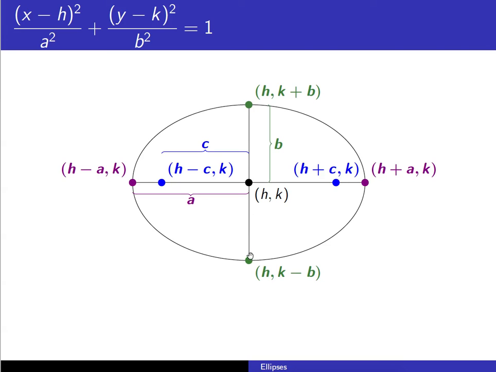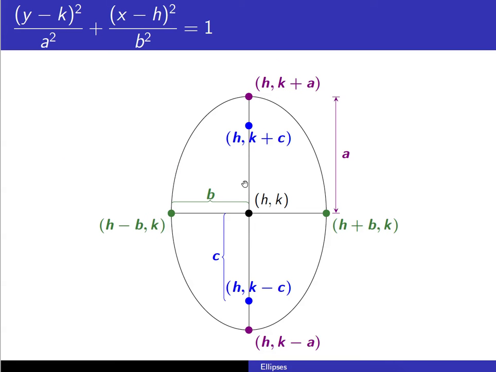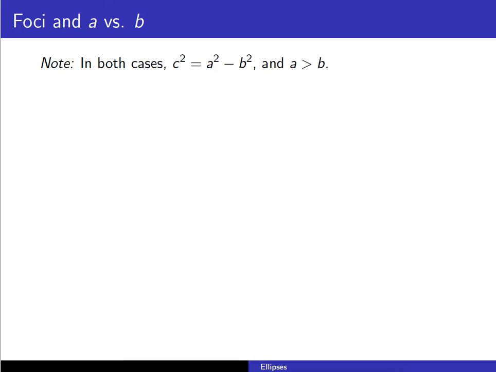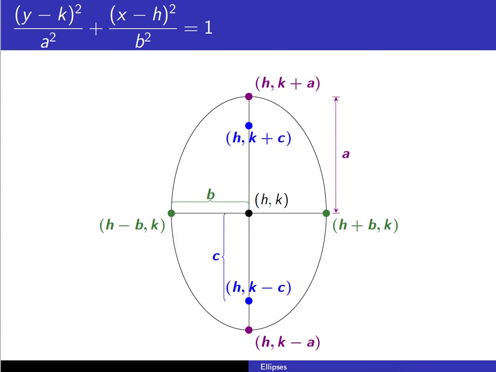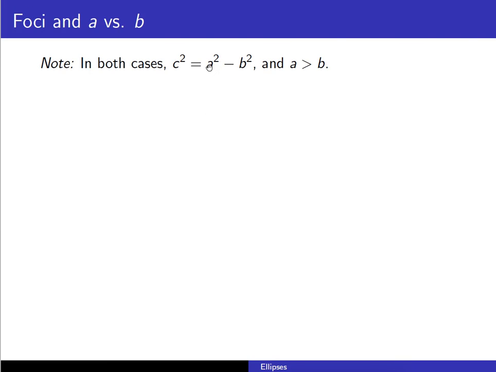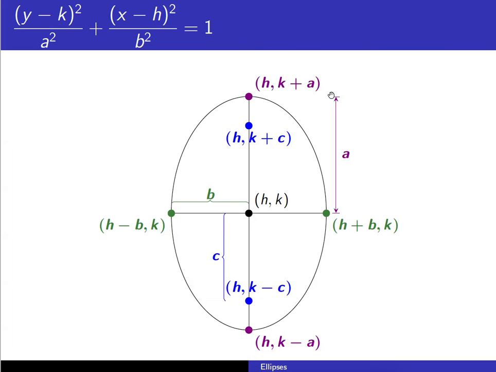Much like a circle, everything starts from the center, and the hyperbola is going to be the same thing. Here we have a tall ellipse, where now you're going up or down a units on your major axis, up or down c units for your focal points, and left and right b units for your covertices. Note that in both cases, this length c, if we square it, is equal to a squared minus b squared, and a will always be bigger than b.